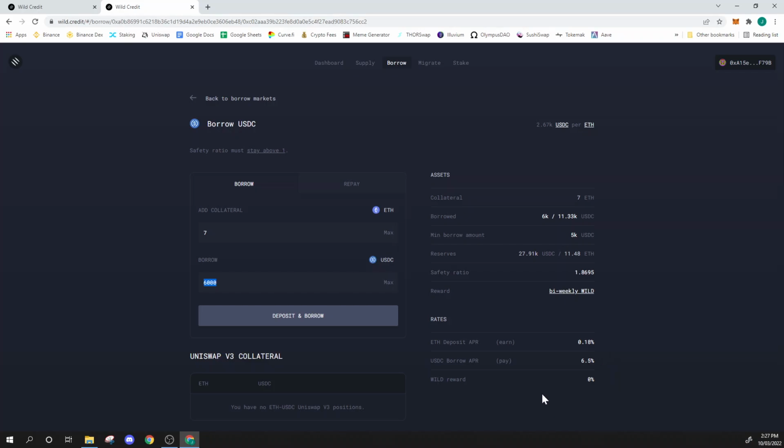Now, the platform also has liquidity mining rewards in place for particular lending pools, and that's where this wild reward line comes into play. But for this particular lending pool, the Ethereum USDC lending pool, there are no liquidity mining rewards attached to that. So we'll go ahead and execute that transaction.